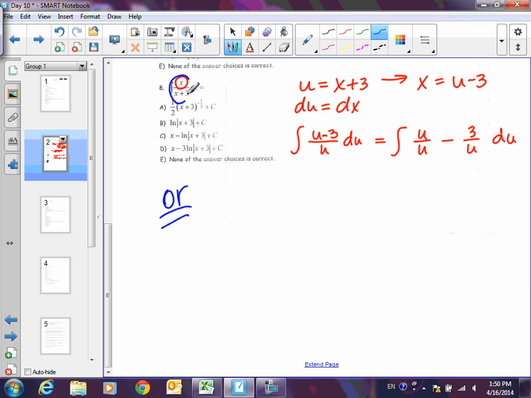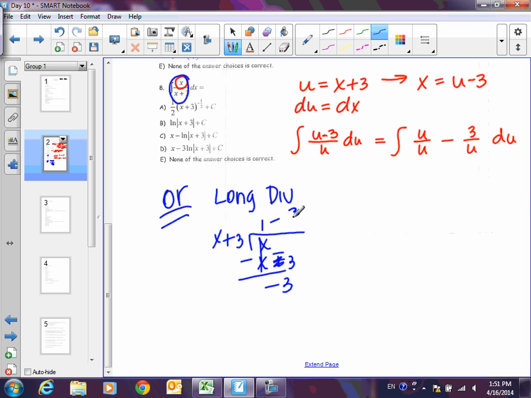Anytime you have a fraction that you can't split up, you may want to try long division. Now in this problem, long division is really not that difficult. You just do denominator into numerator. x goes into x one time. 1 times x is x. 1 times 3 is 3. Subtract. Remainder is negative 3. So this becomes minus 3 over x plus 3.